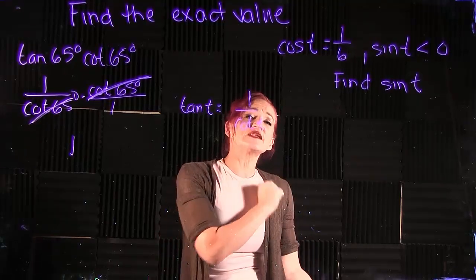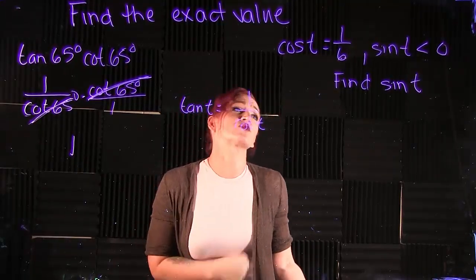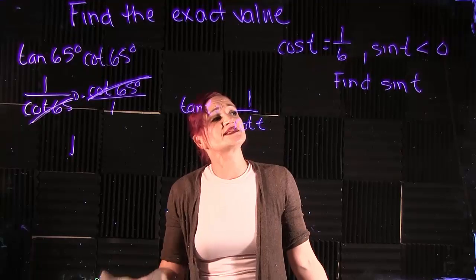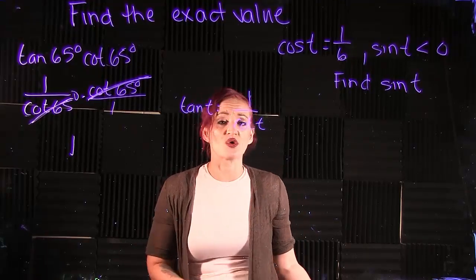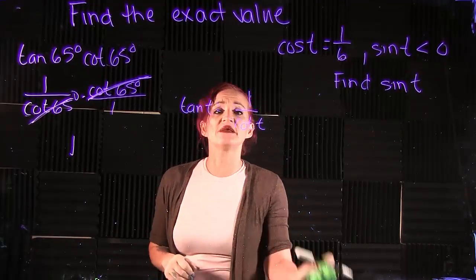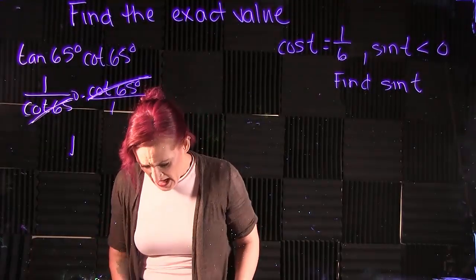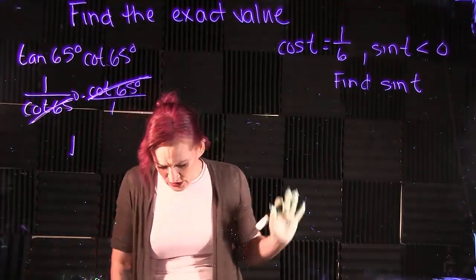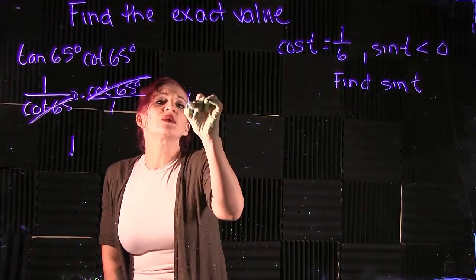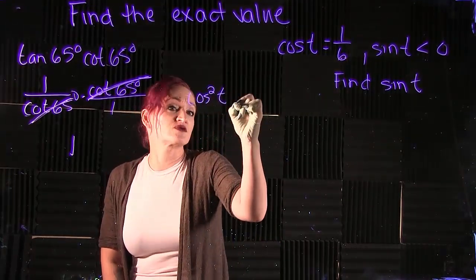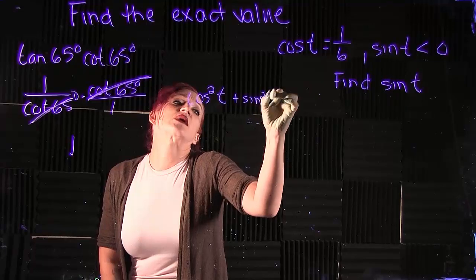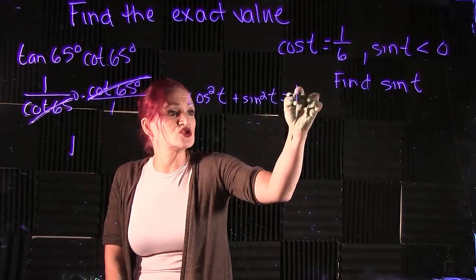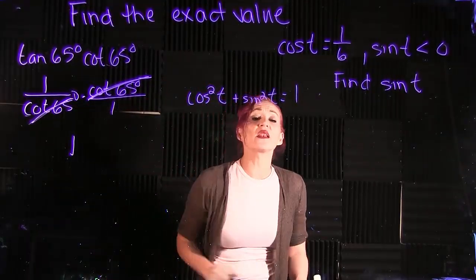For this example, we are told that cosine of t is equal to 1/6, and we are told that sine t is less than 0. Let's find sine t based off that information. Now, the given property that we want to use for this example here is we want to use that cosine squared t plus sine squared t is equal to a 1.